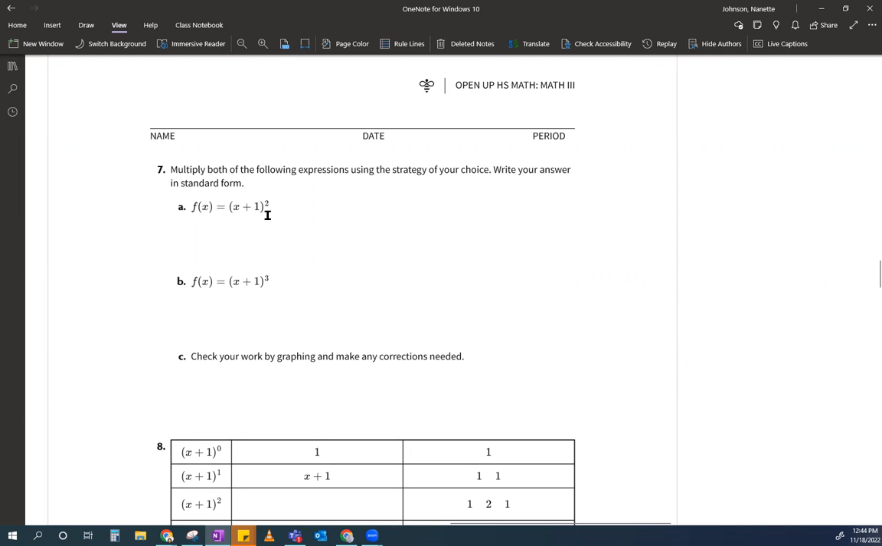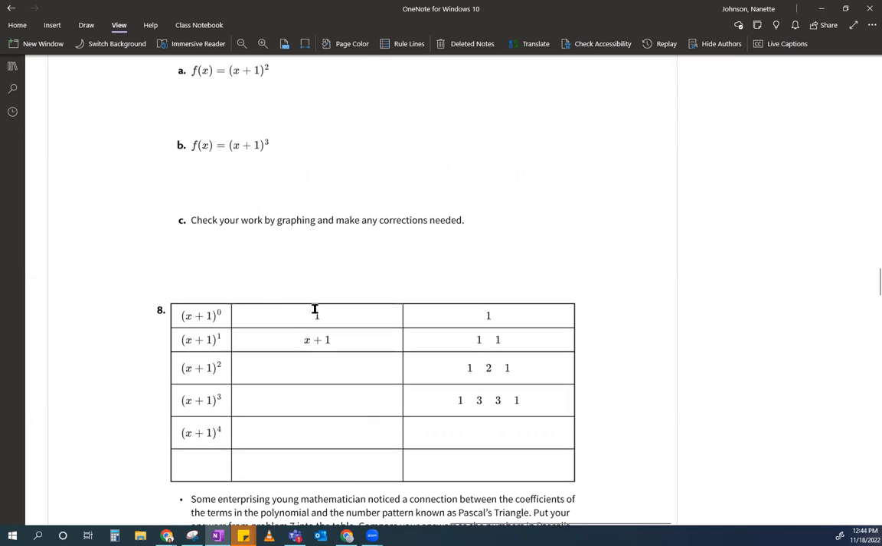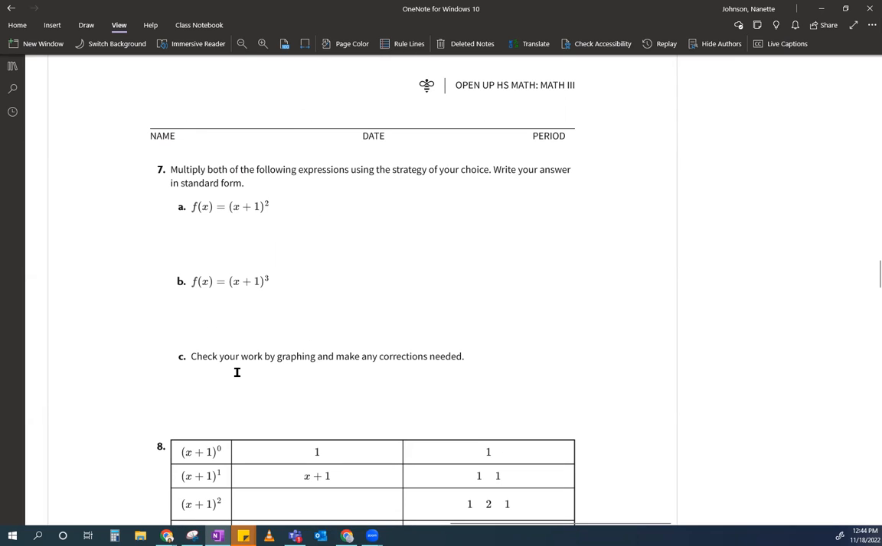What does squared mean? Very good. It means to multiply it by itself. So this would actually mean x plus 1 times x plus 1, right? So this is not so crazy. And this one, x plus 1 cubed, would be x plus 1 times x plus 1 times x plus 1. Very good. Okay, so when we come back, we'll talk about this and moving on.